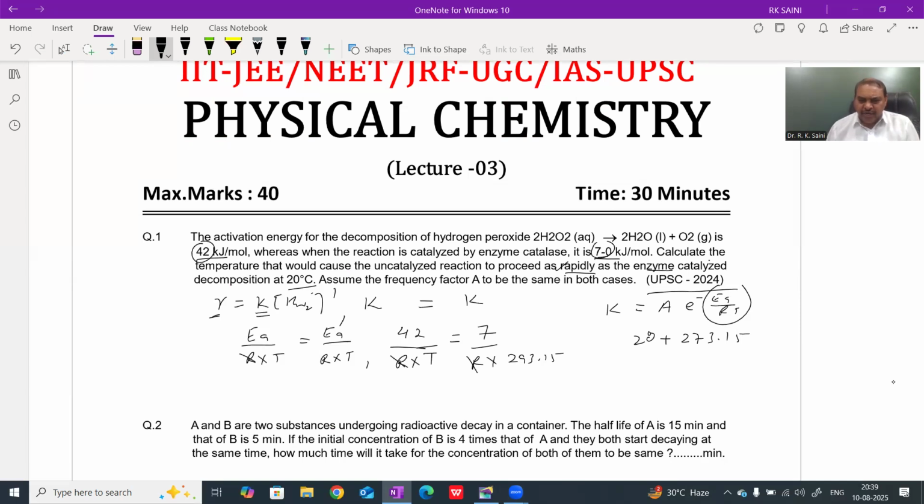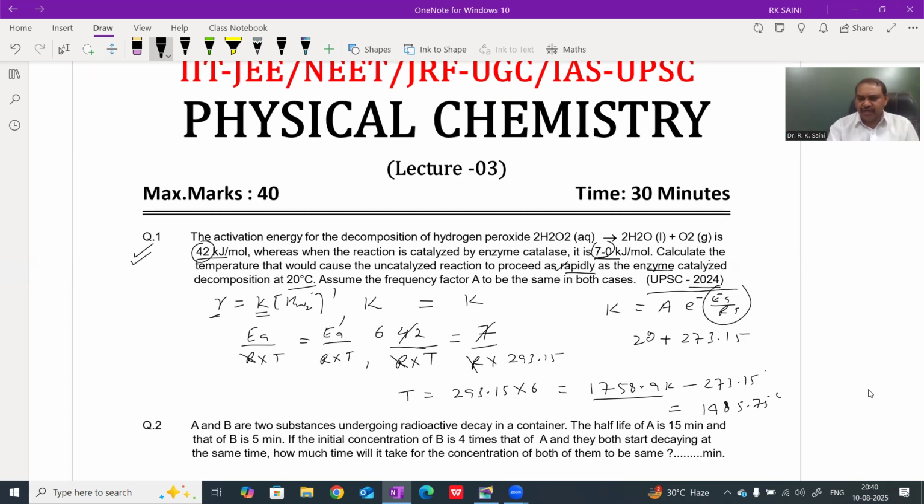On solving this equation, R cancels with R, and 7 into 6 is 42. Therefore, T is 293.15 into 6. This value in Kelvin is 1758.9 Kelvin, or if we report the answer in degree centigrade, then subtract 273.15. Therefore, your answer is 1485.75 degree centigrade also. This question is from UPSC, particularly IAS, last year.